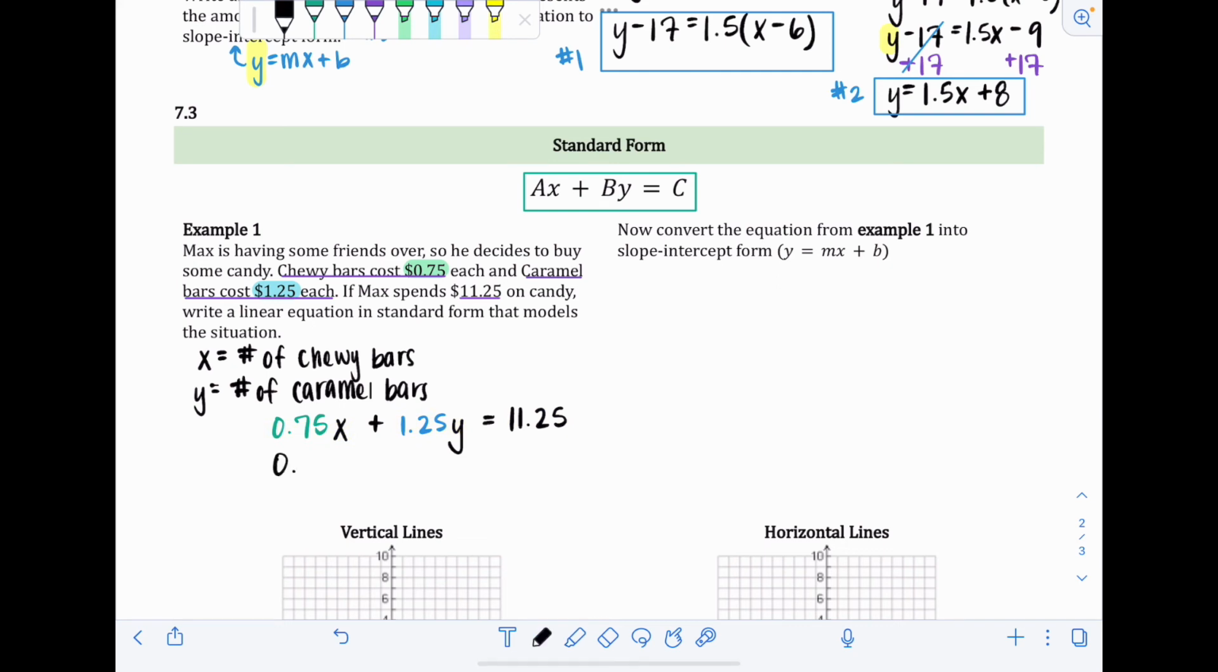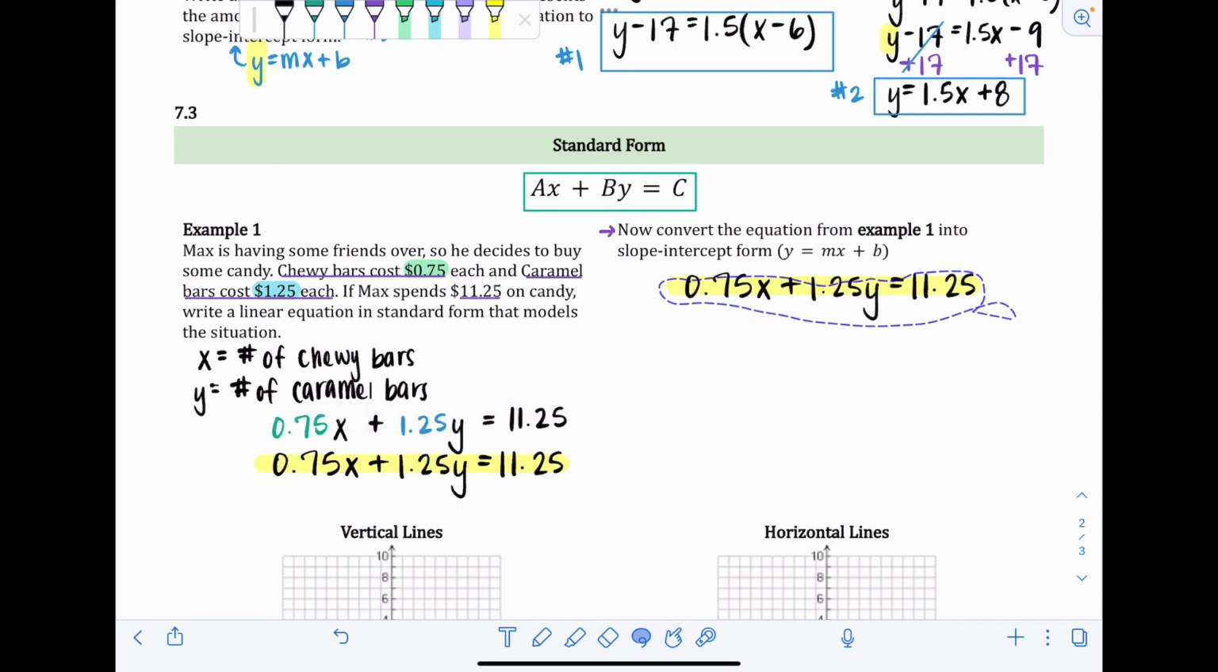So our equation that represents this situation is 0.75x plus 1.25y equals 11.25. And then over here on the right, it says now convert the equation from example 1 into slope-intercept form, that's y equals mx plus b. So I'm just going to take my equation and copy it up to the top there. And then we'll start fresh and we'll convert it to slope-intercept form.